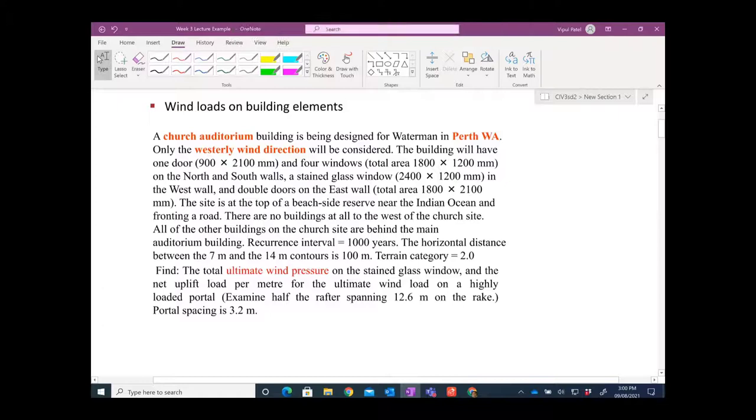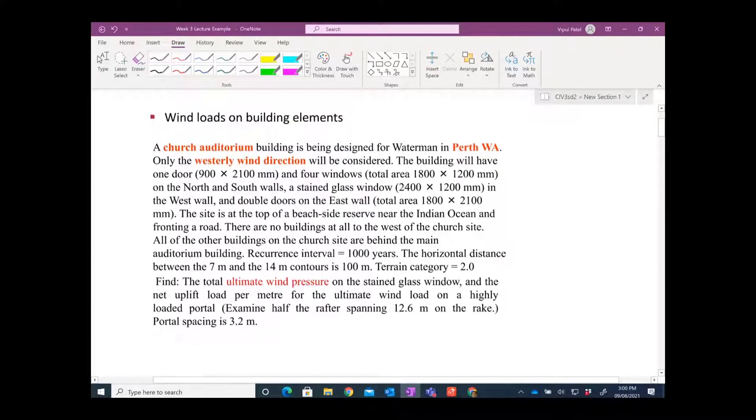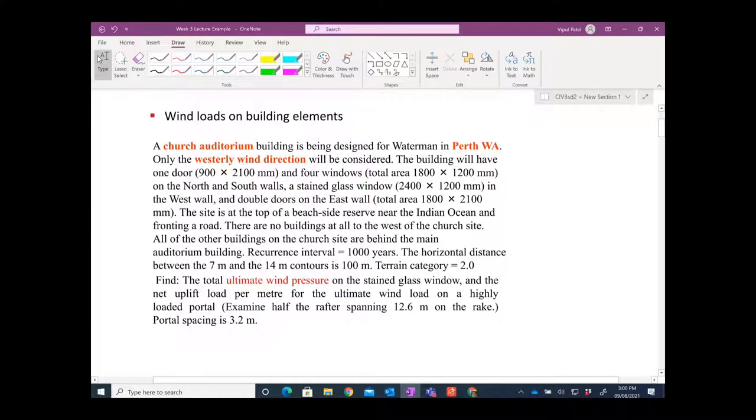Plugin, so you will get an idea. Now, a church-style building is being designed, and the part will be considered. The building will have one door and four windows on the north and south walls. So it has those windows.